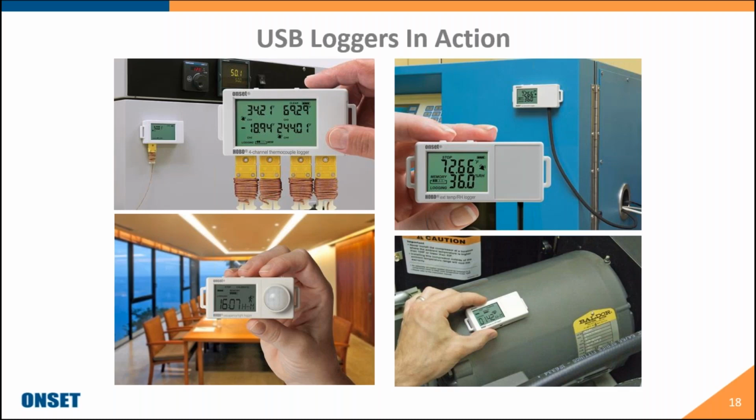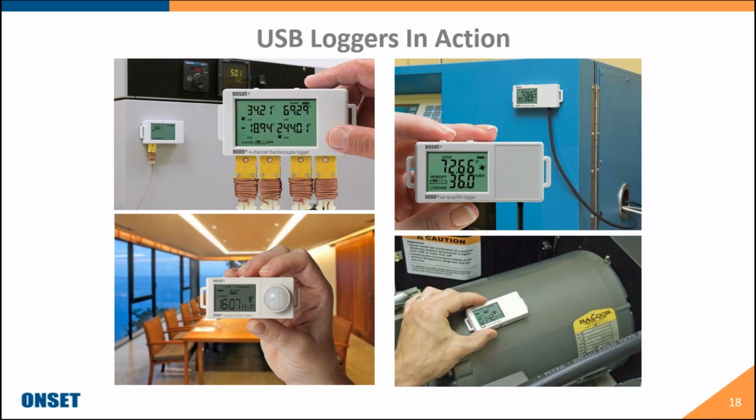We also have a picture of our occupancy and light data logger. As you can see, this is being shown in a meeting room. Again, a good application for this would be if you are trying to make sure that your automated lights are turning on and off when there's occupancies in the room or when the room is unoccupied.